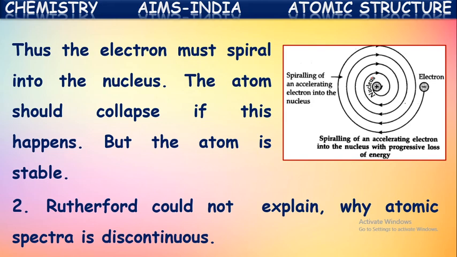Why is energy not emitted continuously by the atoms? Why is the emitted energy discontinuous? For this, Rutherford could not give any answer. So Rutherford's theory failed due to these two major drawbacks: why the energy emitted by the atoms is not continuous, and why electrons do not radiate energy even though they revolve continuously around the nucleus. For these two, Rutherford could not give any answer. So this theory also failed.